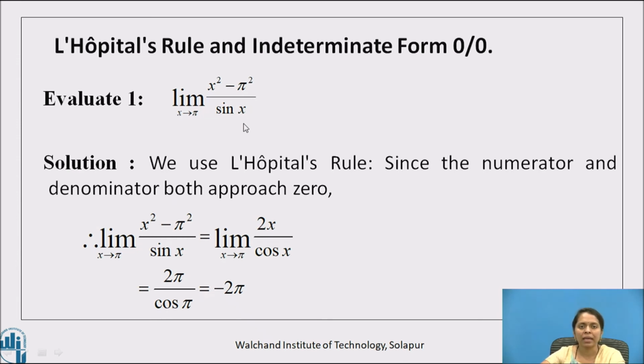So, let us apply L'Hospital's rule. Limit x tends to pi, derivative of numerator, derivative of x square is 2x minus 0, whole divided by derivative of denominator, that is sin x derivative is cos x, which is equal to, putting value of x to be pi in numerator as well as denominator, 2 pi divided by cos pi, and that is minus 2 pi because cos pi is equal to minus 1.